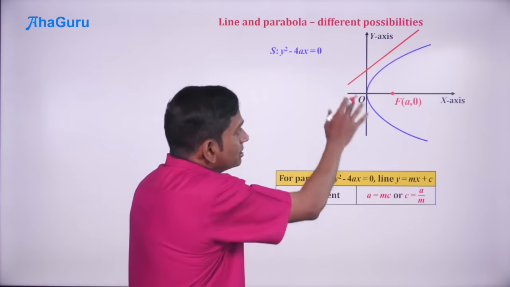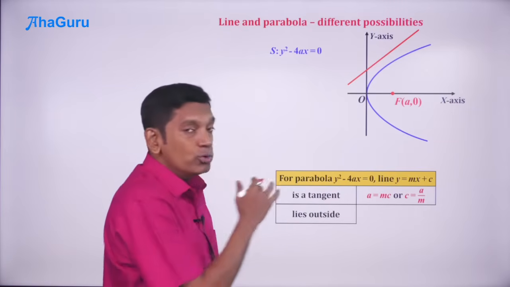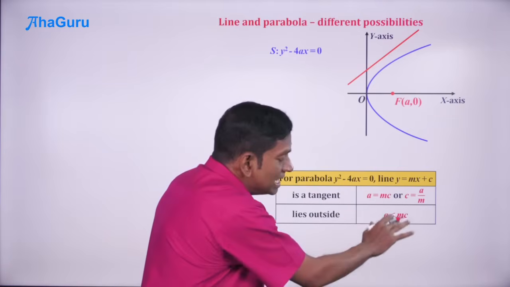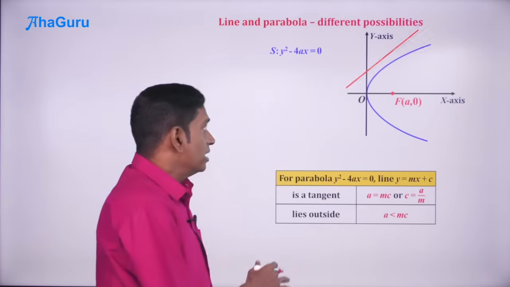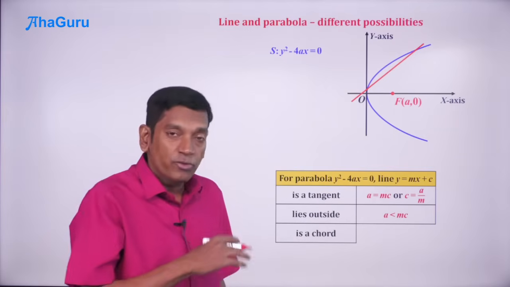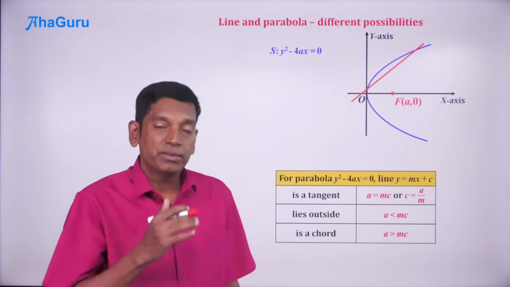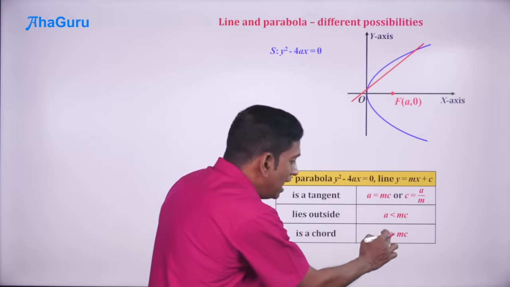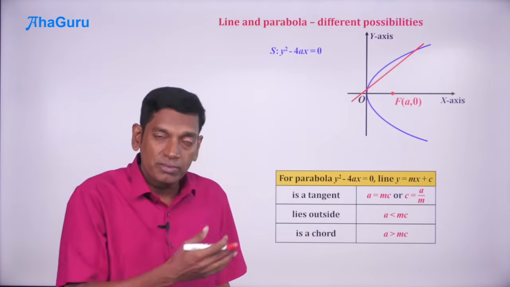If the line goes outside like this, that means the line lies outside. In this situation, what you will have is that a is less than mc. And finally, if the line is a chord of the parabola like what is shown here, then of course you would have guessed it already, it is a greater than mc. Now the question of course is, how do you know that this is less than and this is greater than? A equals mc is a tangent, we all agree because we have derived it.